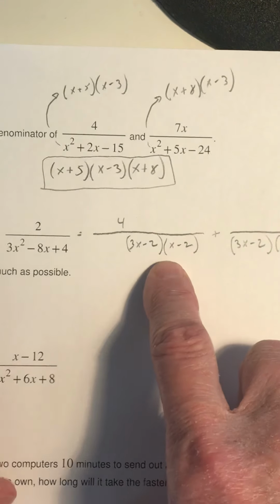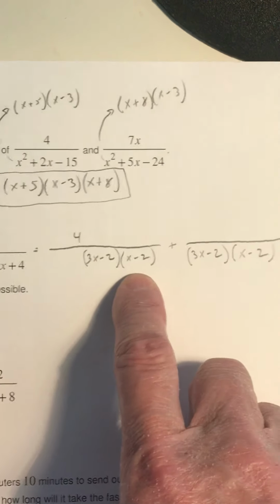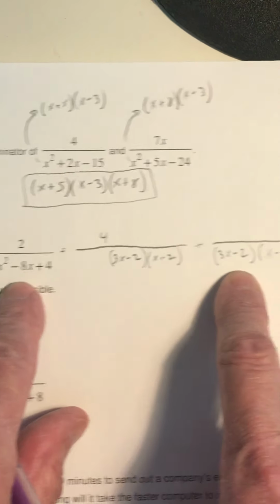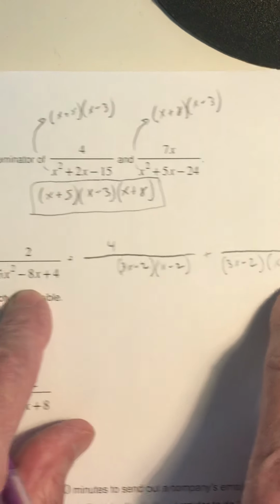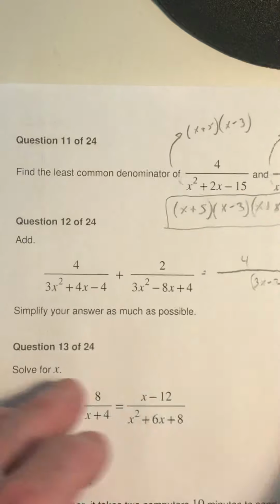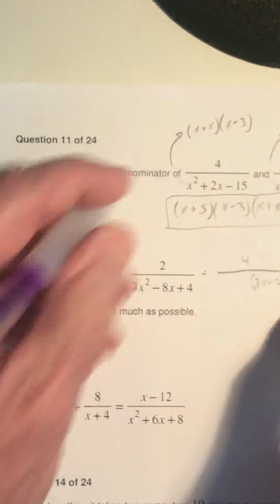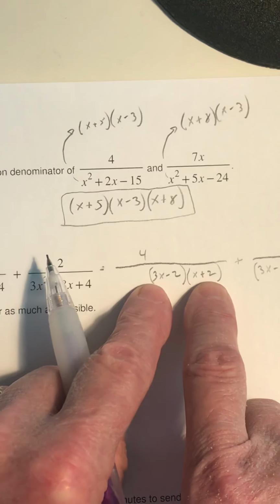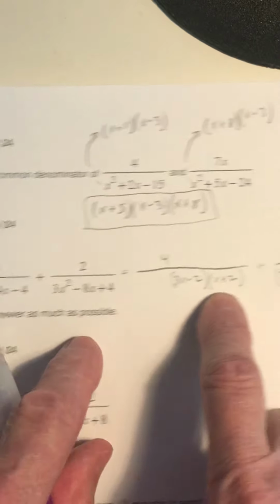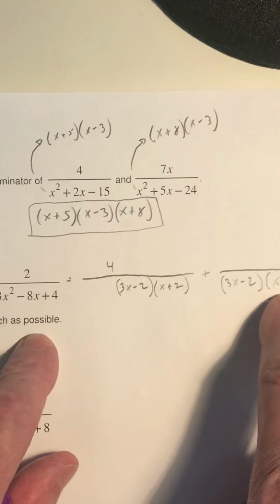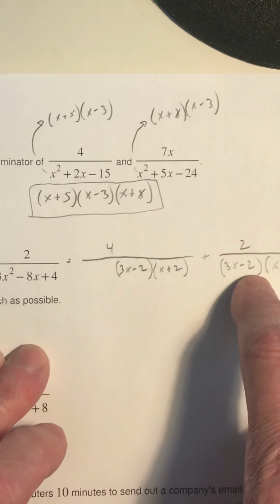factor each denominator. So this one factors into 3x minus 2, x minus 2. The one on the right factors into 3x minus 2. I'm sorry, I got that wrong. This one factors 3x minus 2, x plus 2. Yeah, see, 6x minus 2x makes the plus 4x in the middle. And this one, they're both negative. Sorry, I had a dizzy spell or something. And there's the numerator 2.